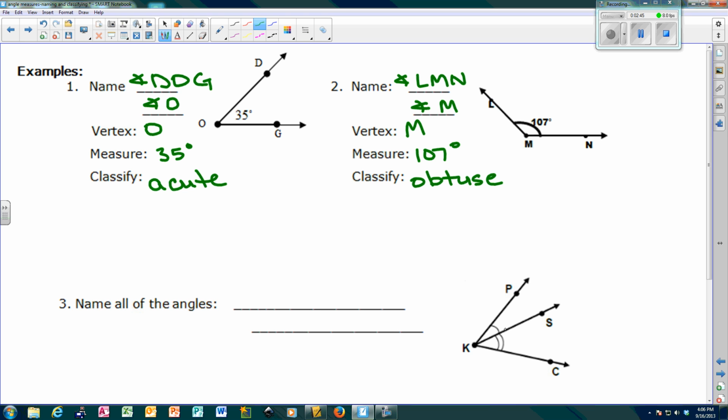Now, down here, we have three separate angles. We have this angle here, so we have angle PKS. We also have angle SKC. Notice it has different tick marks, and remember, if it has different tick marks, it means it's a different size. And then we have the big angle, the one that goes all the way, which is a combination of these two. So this would be angle PKC.